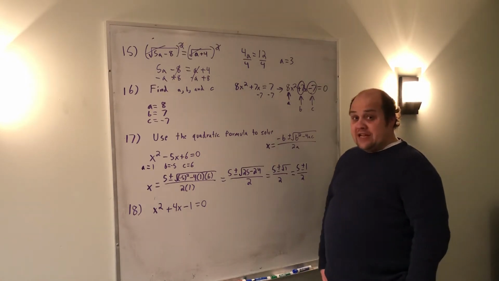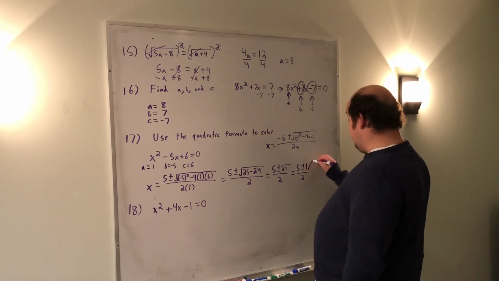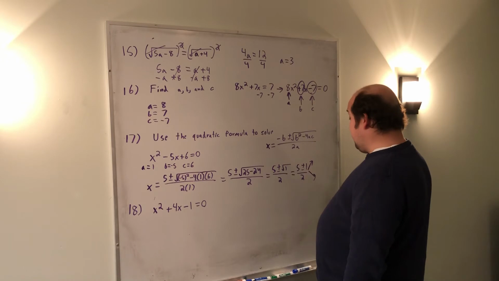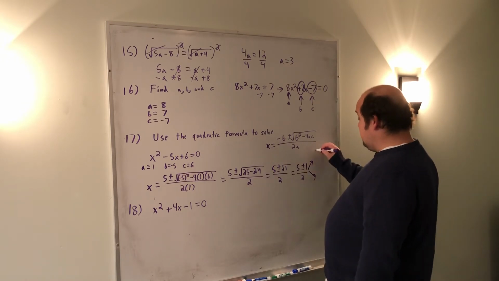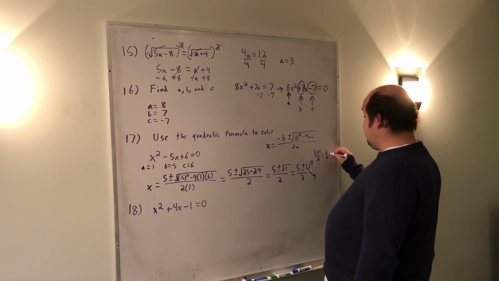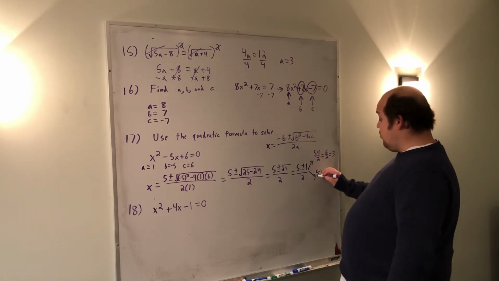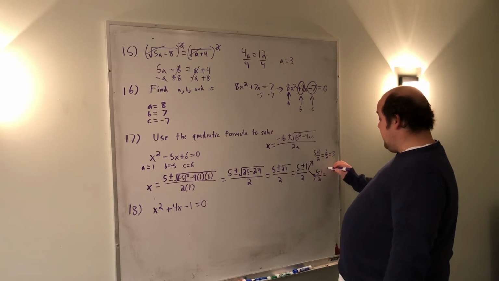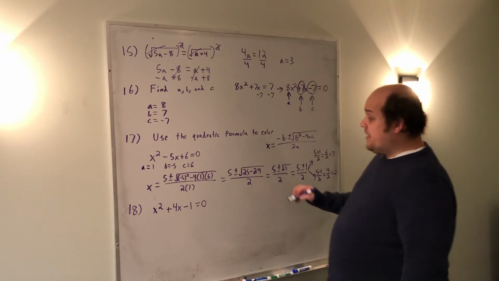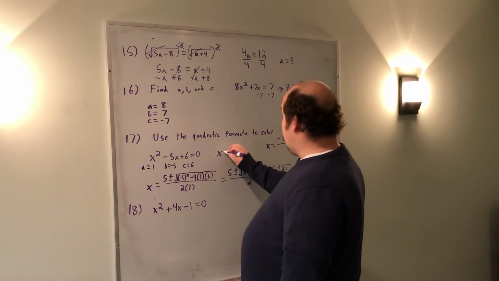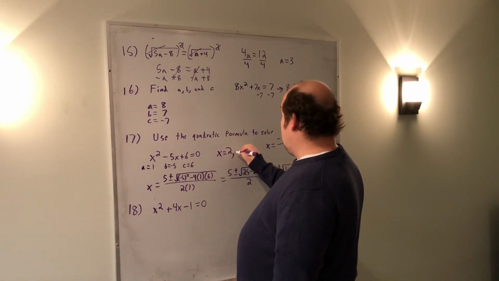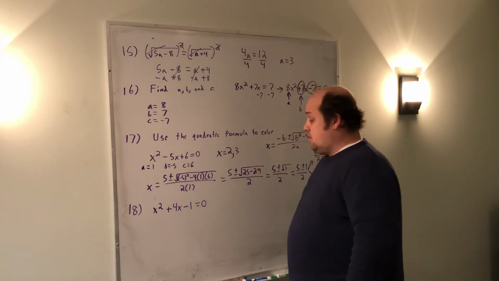When everything works out to whole numbers like that, I want to split off, do it once as the plus, once as the minus. So if I do this as 5 plus 1 over 2, that gives me 6 over 2, or 3. If I do this as 5 minus 1 over 2, that gives me 4 over 2, or 2. So my final answers to this problem are x equals 2 and x equals 3.